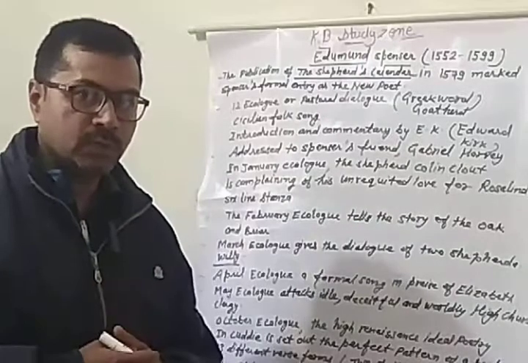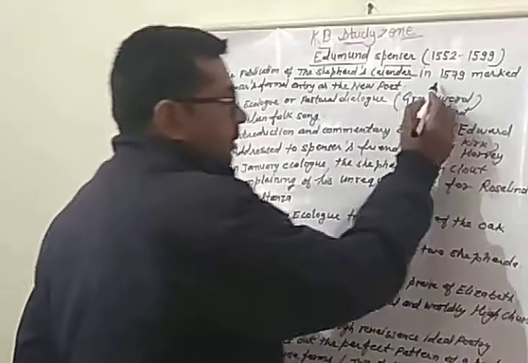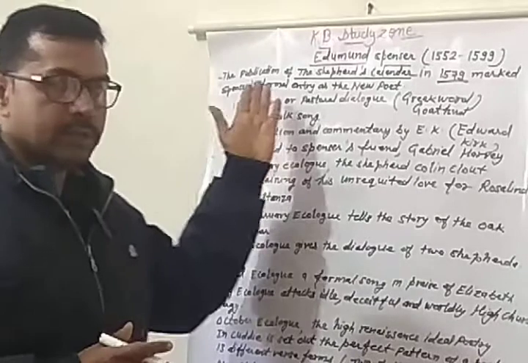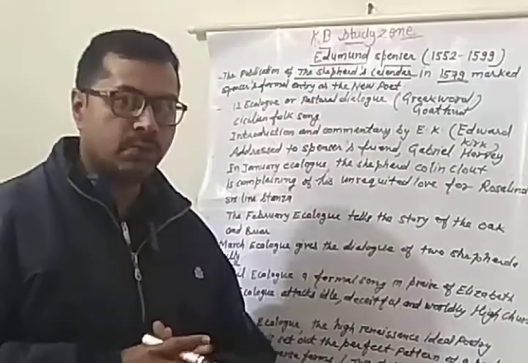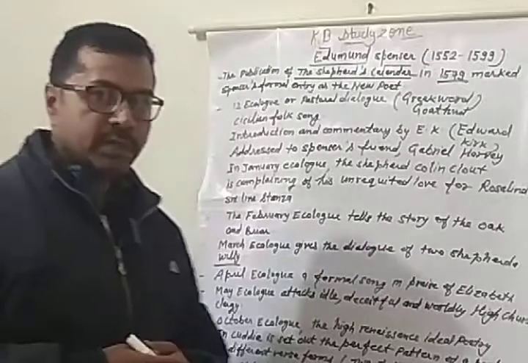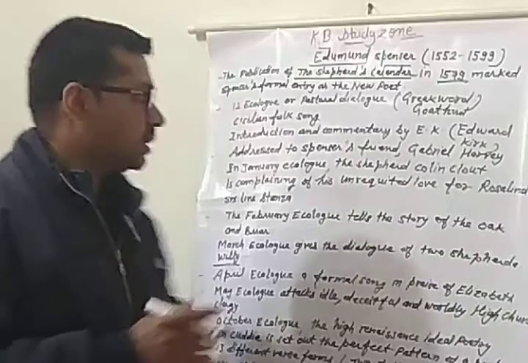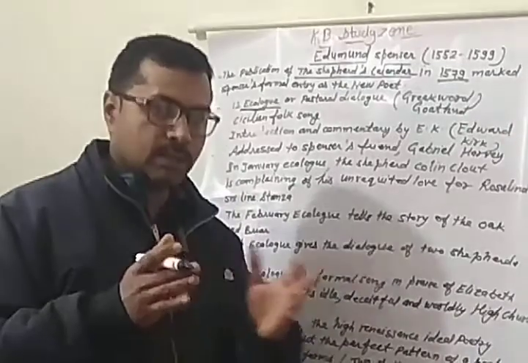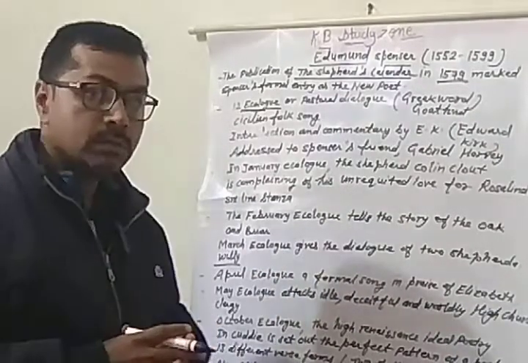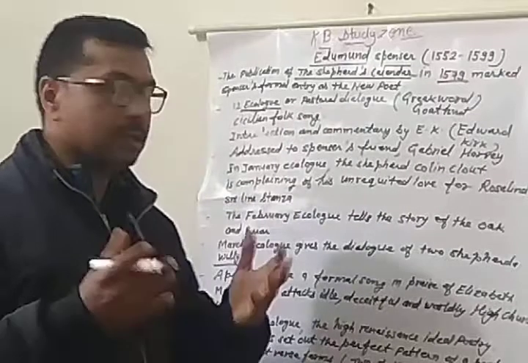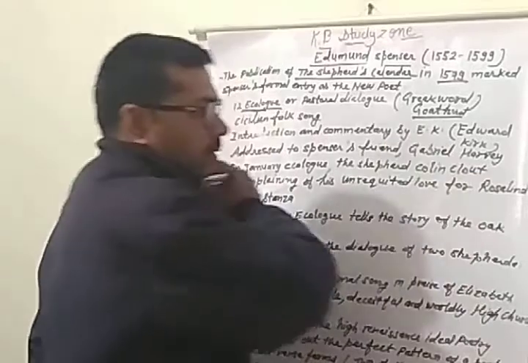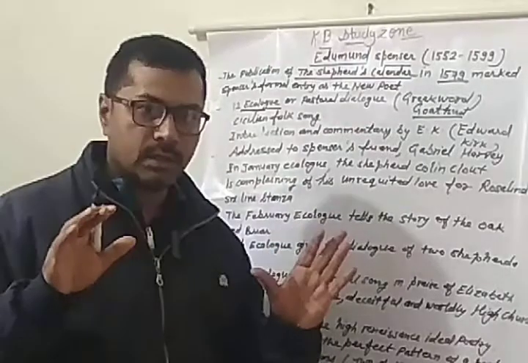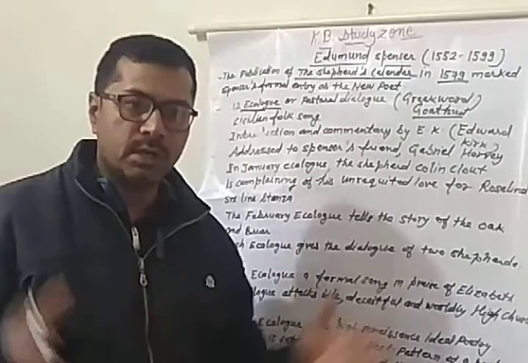So his first poem that was published in 1579, titled The Shepherd's Calendar, marked Spenser's formal entry as the new poet. The poem is in 12 eclogues. First of all, let us understand what an eclogue is. Eclogue is in the form of a pastoral dialogue, and the term originated from a Greek word meaning goat herd. As the name suggests, you can think that a pastoral dialogue is a dialogue in a natural setting.